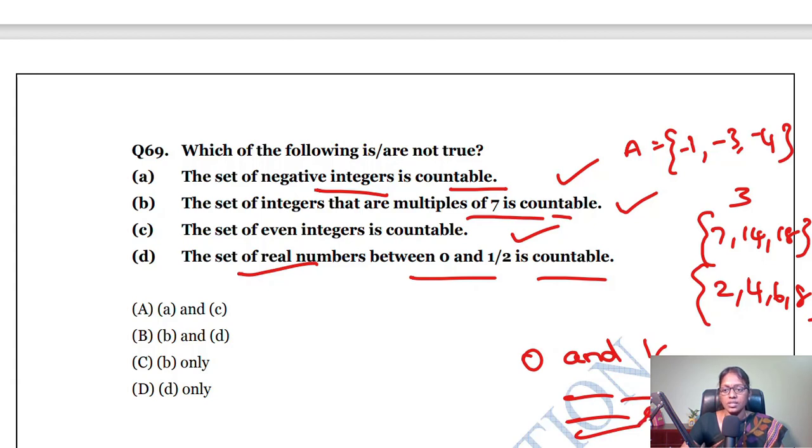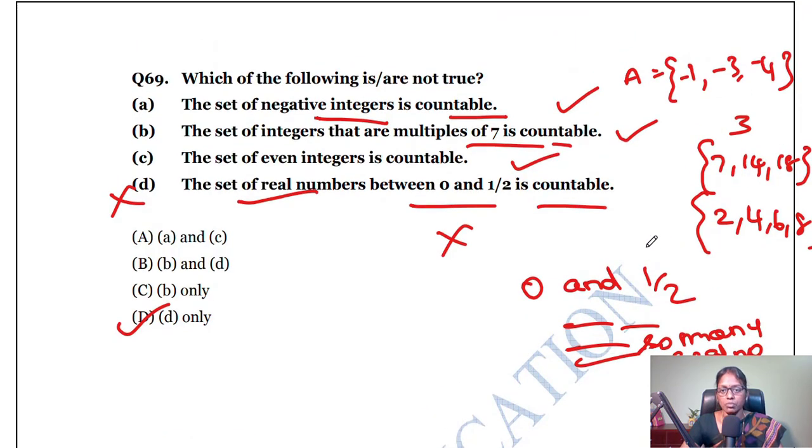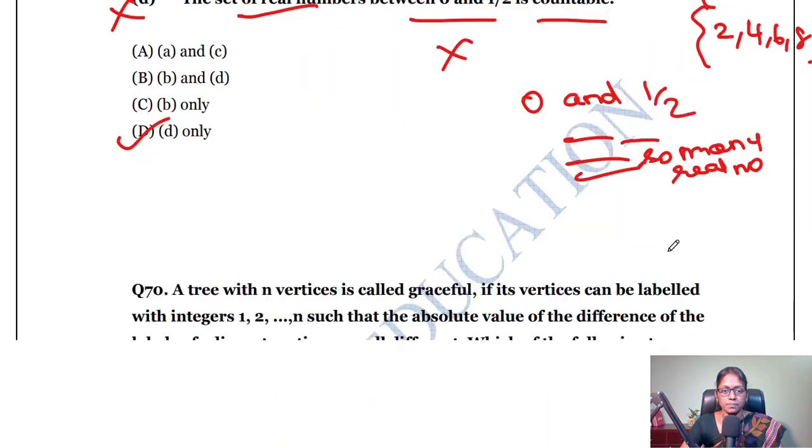Okay, so that will go to infinity. We cannot count that. So option D is the false statement. Which is available in D? The set of real numbers between 0 and 1 by 2 is countable. It is not true.